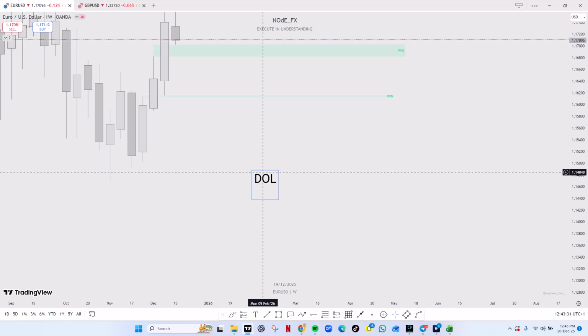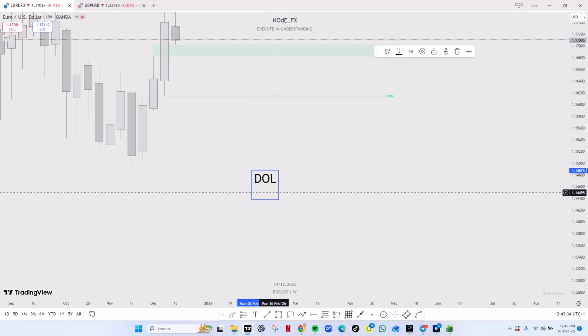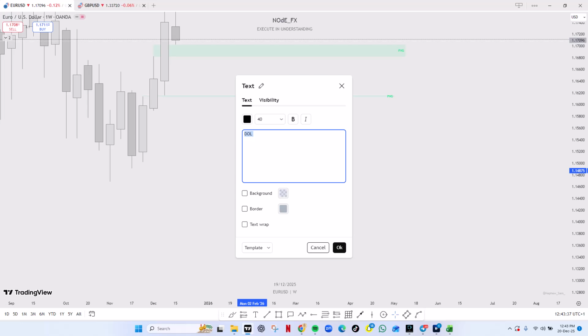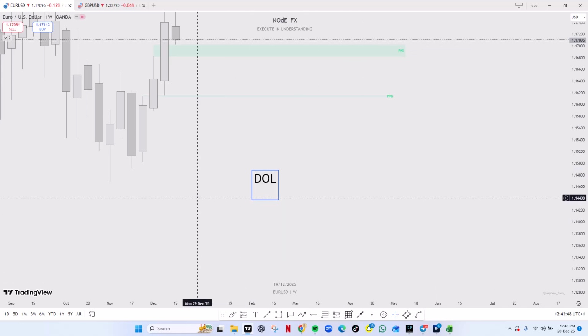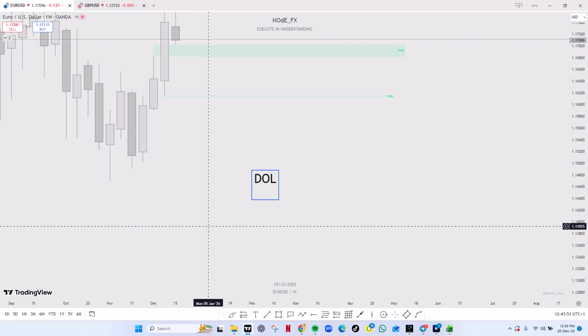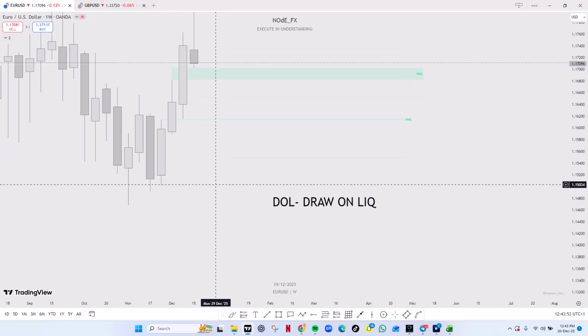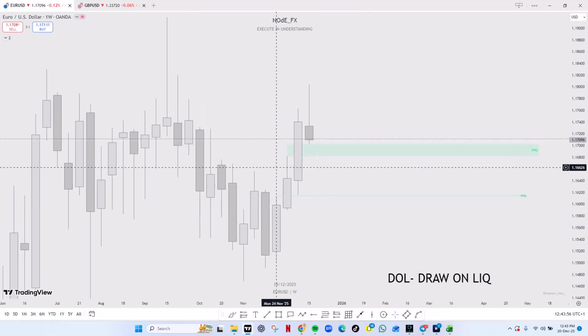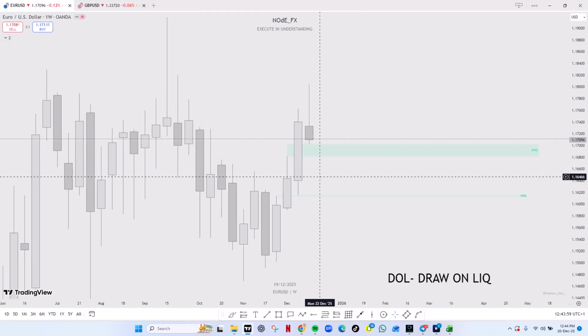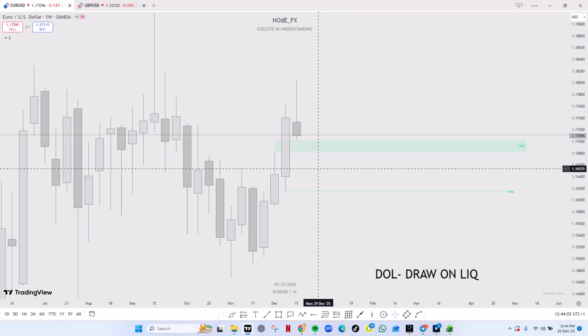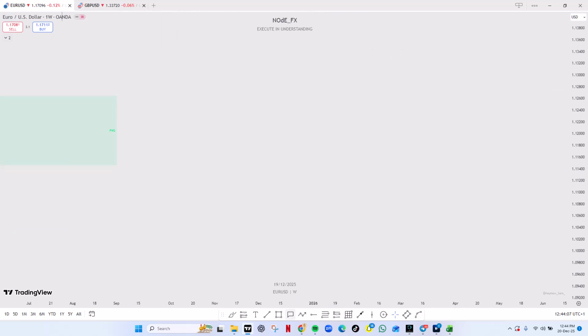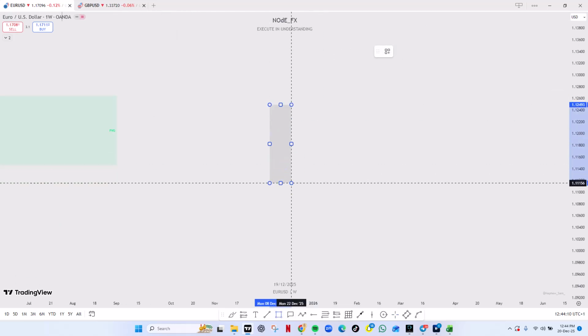Whenever you see things like DOL, it simply means draw on liquidity. When we are talking about draw on liquidity, we can put it in the aspect of the fact that every candle has a liquidity above it. Yes, we understand structure and patterns and all of that, but what I'm talking about is liquidity.